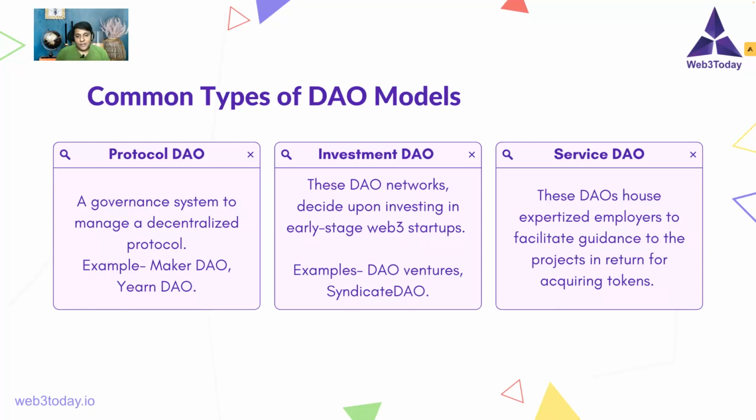The second is the investment DAO. Investment DAOs are networks which decide on investing in early-stage Web3 startups. Examples are DAO Ventures and Syndicate DAO. Let's say you are an investor and you want to invest in some projects. You can become a part of that DAO and vote on whether that particular fund should invest in these kinds of companies or not.